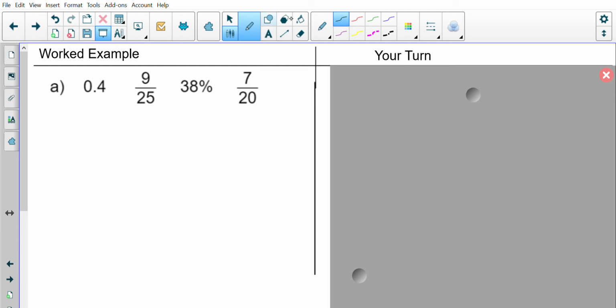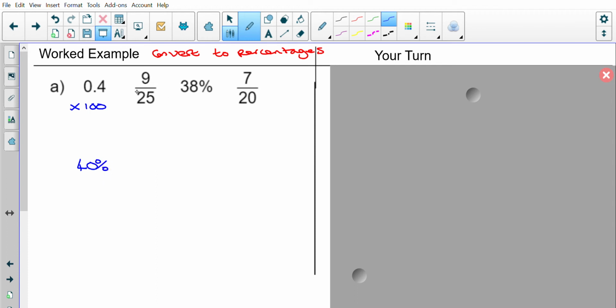And what we're going to do, in order to do that, we're going to convert everything to percentages. We could convert everything to decimals or everything to fractions, but actually I think it's easier to convert everything to percentages and then easier to do the ordering. So for our decimal 0.4, to convert a decimal to a percentage, we need to remember we've got to multiply that by 100. So 0.4 multiplied by 100, move the decimal point 2 places to the right, 1, 2, that's going to be 40%.